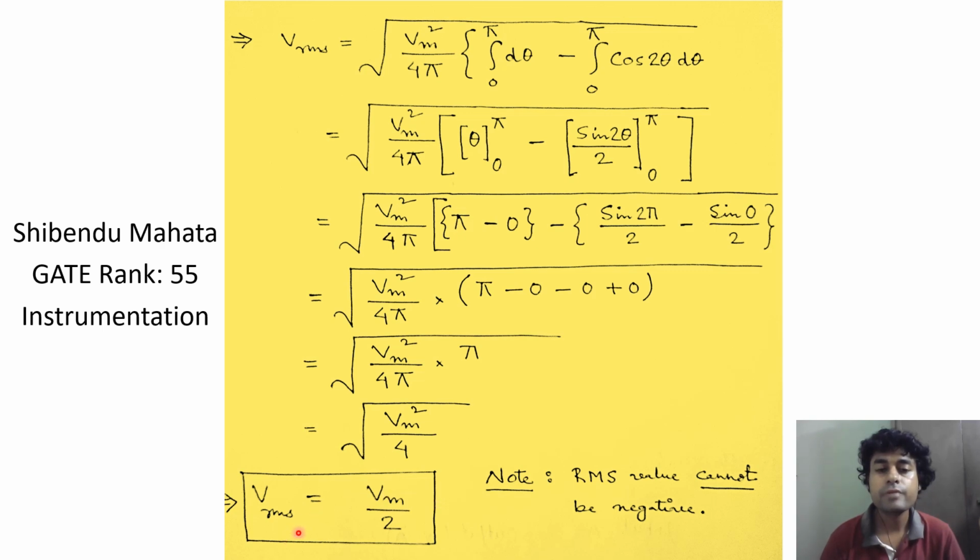So the RMS value is dependent on the amplitude of the signal, and half of that value is the RMS value. Remember that with the square root, normally what happens is that in mathematics we write this to be plus or minus Vm by 2, but then the RMS value cannot be negative. This has to be a positive quantity. So this is the RMS value of our output signal.